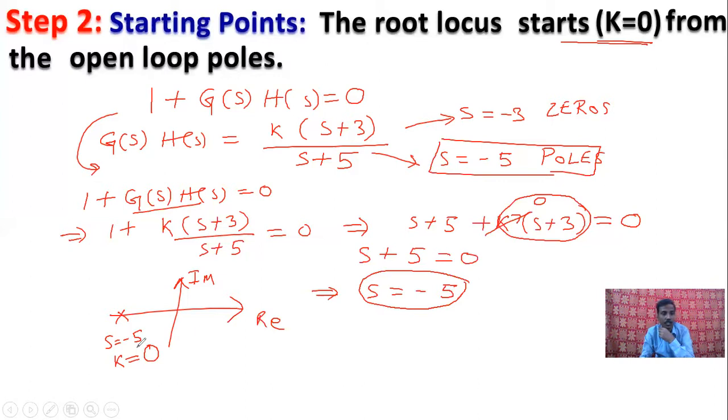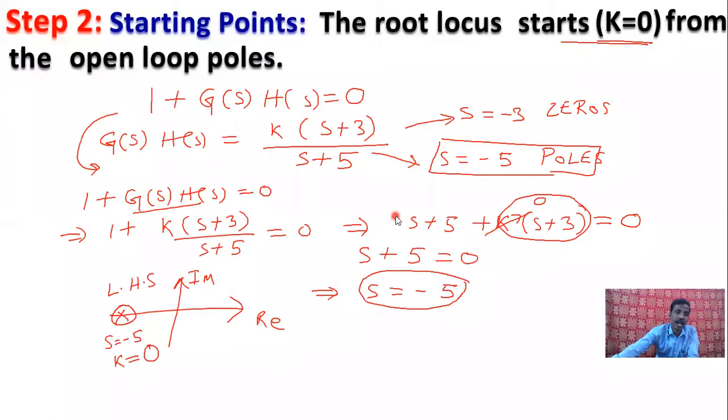When k equals 0, the pole position is -5, and this is the left hand side of the S plane. So this is the definition of the starting point. Root locus starts at s equals -5 and k equals 0. This is the conclusion, the definition of the starting point.